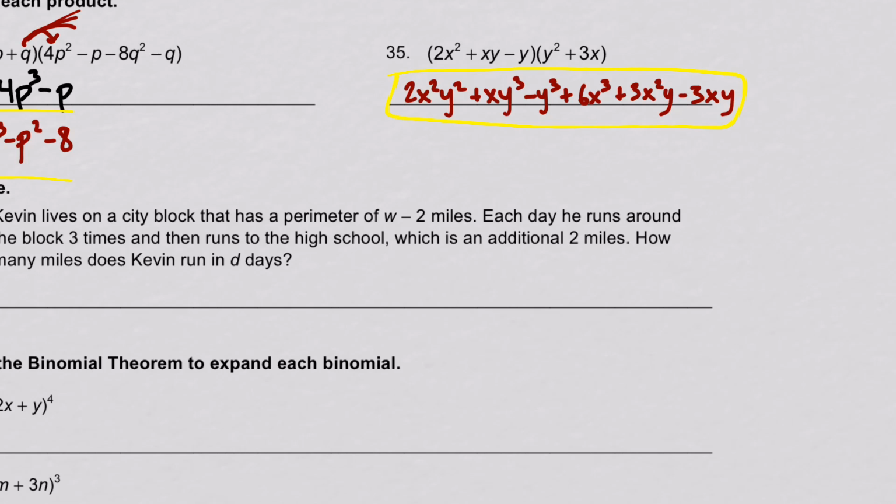Okay, so here's the answer for number 35. It might be in a different order depending on how you multiplied it. I went this way. I started with y squared because this one only has two terms, so I'm basically multiplying these two times those three. I went y squared times that one, times that one, times that one, and then 3x times that one, times that one, times that one. And that is my final solution. There were no like terms to combine on this one.